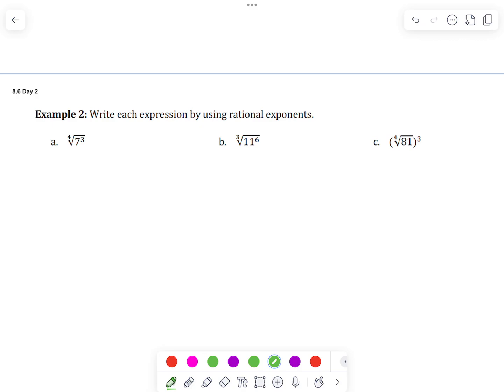All right. The 4th root of 7 cubed, we're going to rewrite this using rational exponents. So the index of 4 will be our denominator, so we get 7 to the 3/4 power. Next, 11, our index is 3, so that's our denominator. And then we're going to simplify that power as 11 squared, and then 11 times 11 is 121.